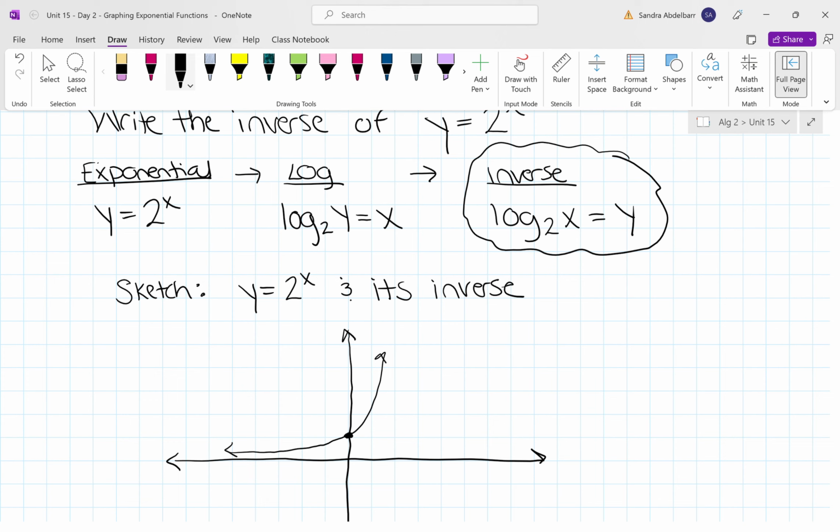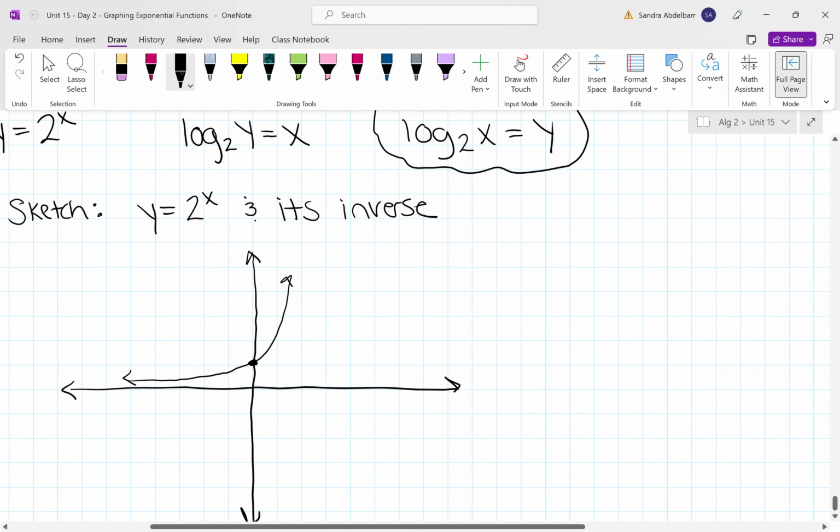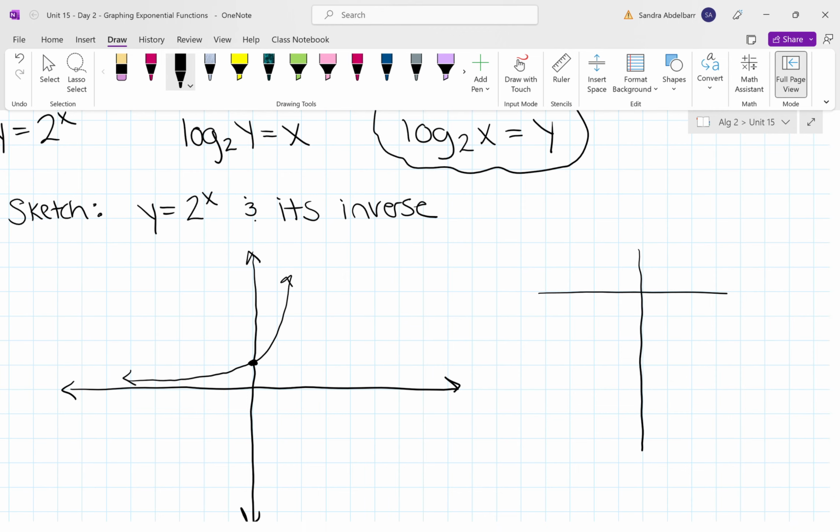Oh, we can just sketch it. We don't need to actually. Can it just be a general sketch? Well, right now I'm generally sketching it, but just for the purpose of its inverse, I actually want to plot some points. I just wanted to show you what the general sketch looks like, but I do want to plot some points.